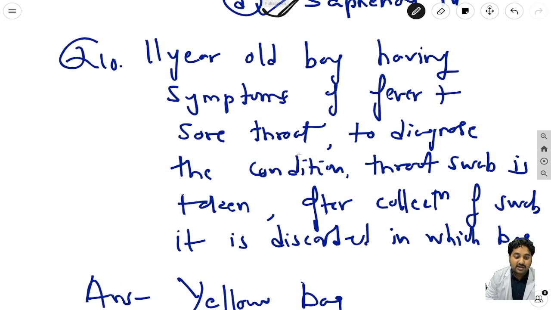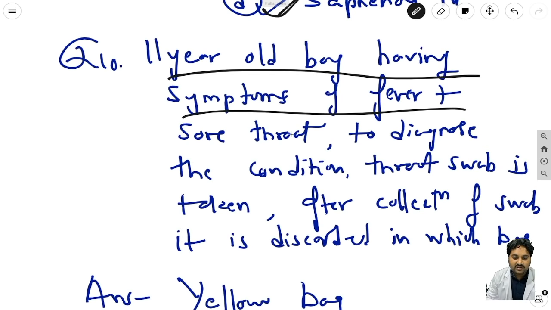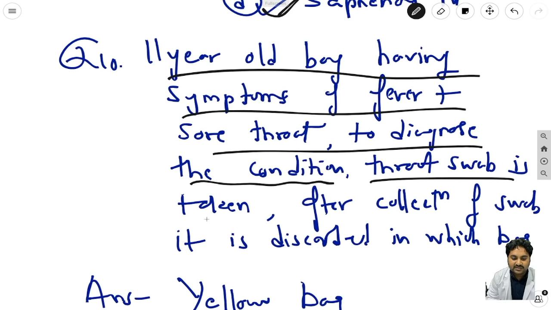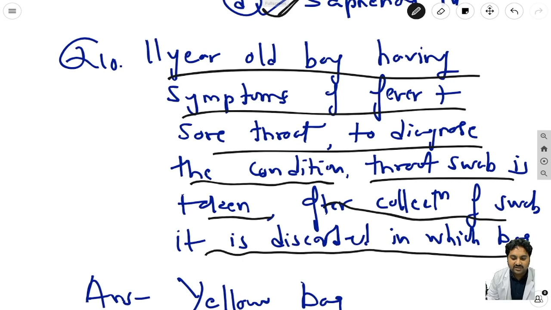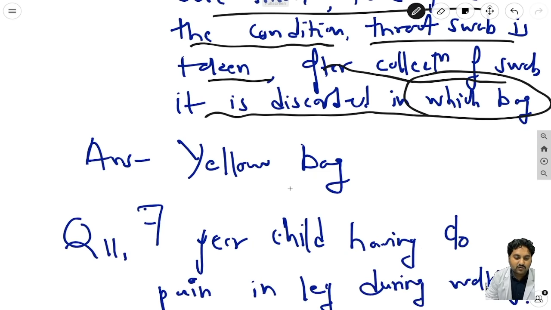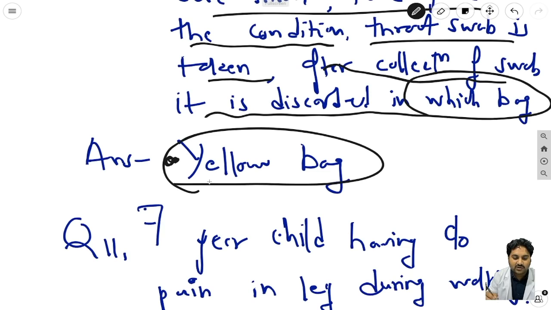Next question, 11-year-old boy having symptoms of fever, sore throat. To diagnose the condition, throat swab is taken. After collection of the swab, it is discarded in which type of bag? According to waste management, it is the yellow bag. If you clearly read the literature, you find the best answer is the yellow bag.